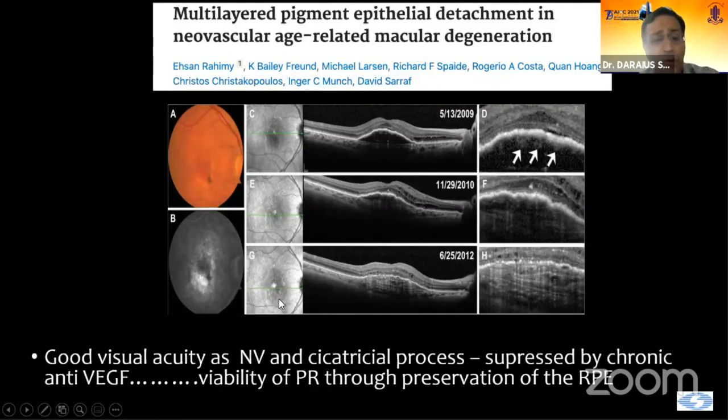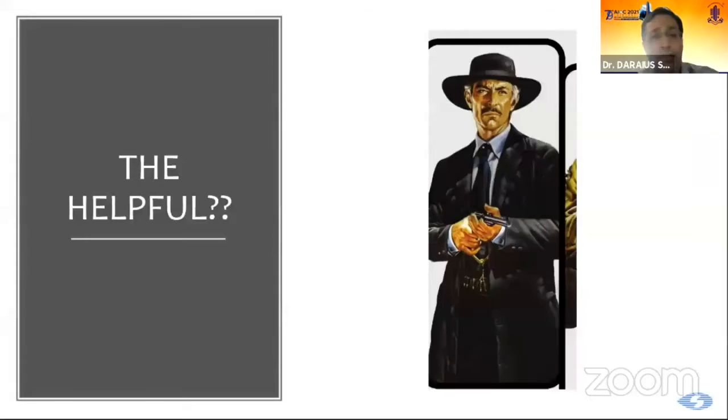And these patients are found to have good visual acuity as the neovascularization and the cicatricial process is suppressed by the chronic anti-VEGF therapy. And the viability of the photoreceptors is maintained through the preservation of the RPE in this good entity.